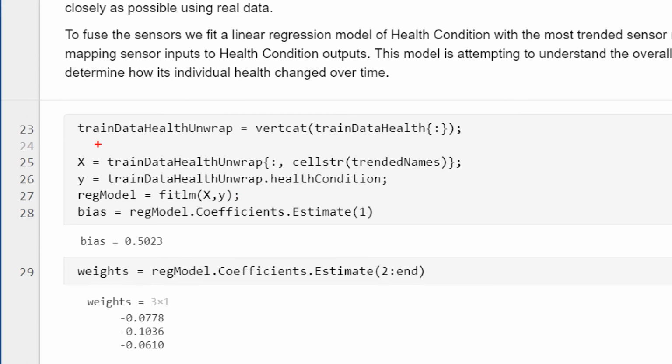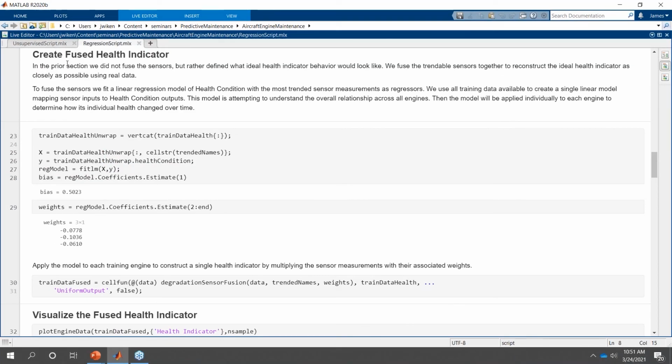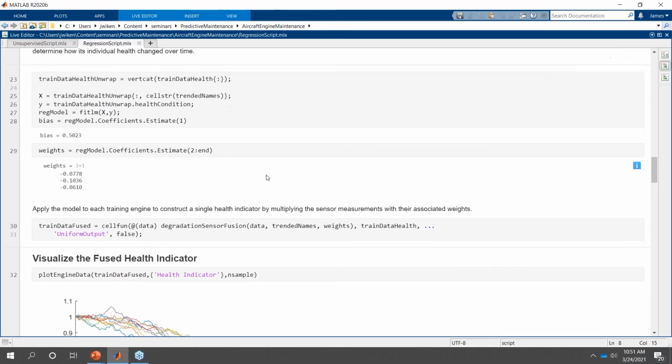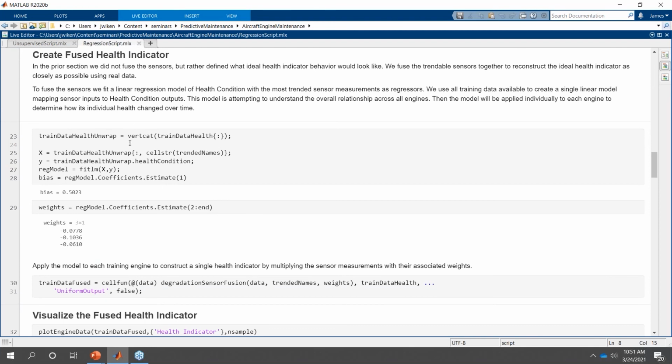Where we're just going to do a linear regression or linear fit, where the X values, the inputs, are the sensors, and the Y is the ideal health indicator. And in predictive maintenance, this is called sensor fusion, or creating a fused health indicator. If you're like me and you come from the land of Kalman filters and controls, sensor fusion means something else, but they use the same term here. So we're fusing our sensor data together to create this fused health indicator.